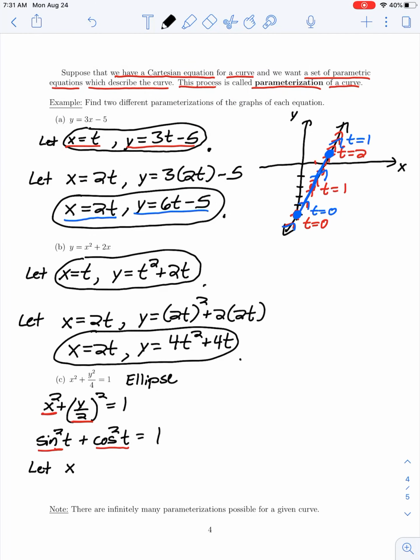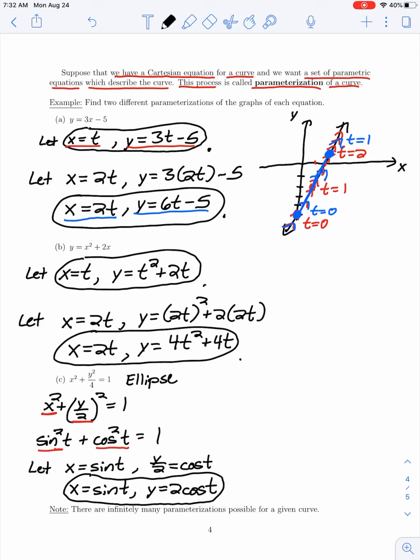So here we could let x equal sine t and y over 2 equal cosine of t, or solving for y would be 2 times cosine t. So this would be one parameterization.